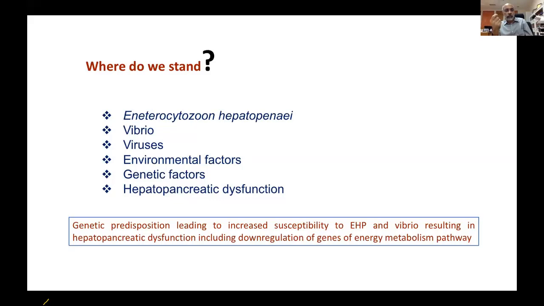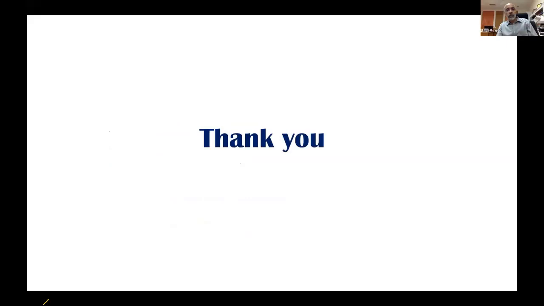So again, genetic predisposition also we need to look into, leading to increased susceptibility to EHP and Vibrio, resulting in hepatopancreatic dysfunction. And that can lead to affecting the metabolic pathway. So that could be one of the reasons; that is what we can explain in terms of why all these chronic conditions occur.